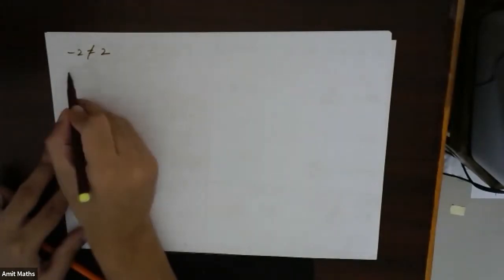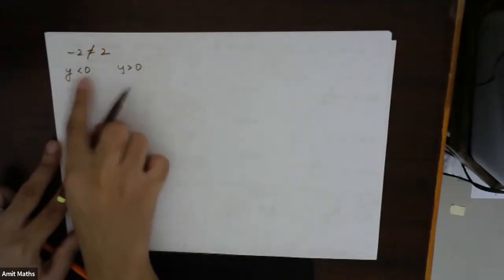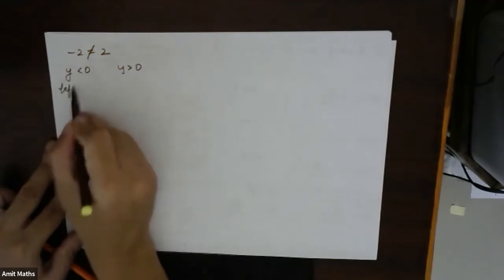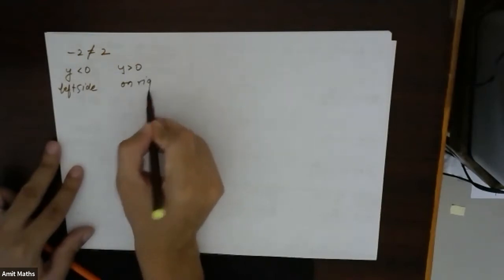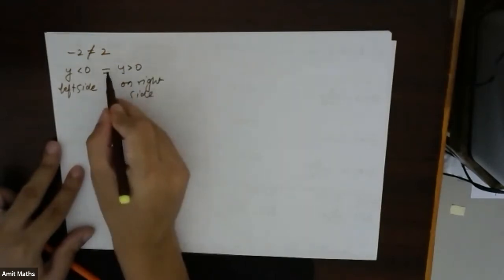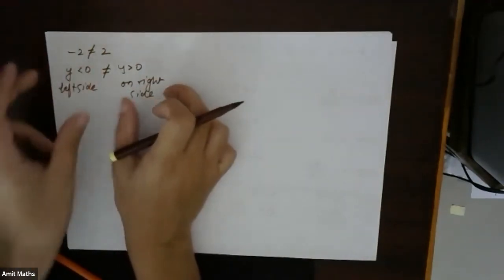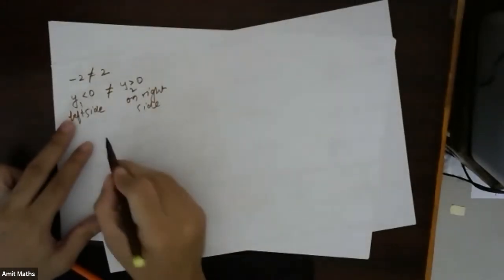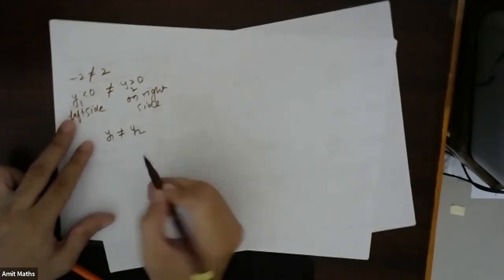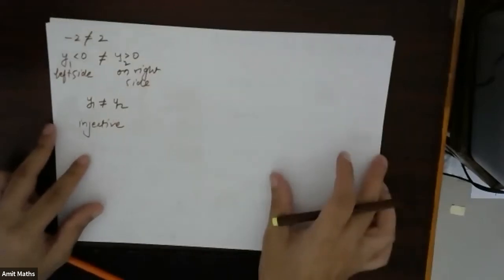So that means on the left side, y is less than 0, and on the right side, y is greater than 0. If y is less than 0 on the left side, and y is greater than 0 on the right side, then can these be equal? No. On the left side it is of opposite sign to the right side. So these two cannot be equal. So that means y1 cannot be equal to y2. In this case I have taken y1 negative. So y1 is never equal to y2. That means they are injective in nature. That is what we did in the third case.